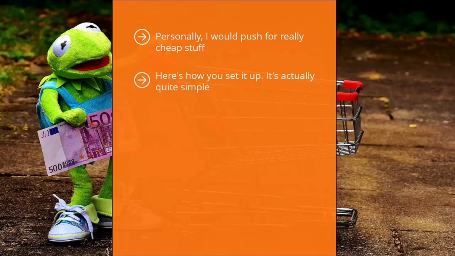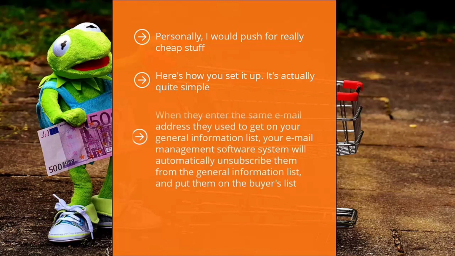Here's how you set it up. It's actually quite simple. When you send out your updates to your general information list, these updates will contain a link to your sales pitch. When people click that link, they see a purchase button. When they purchase, they are first taken to an email sign-up page. When they enter the same email address they used to get on your general information list, your email management software system will automatically unsubscribe them from the general information list and put them on the buyer's list.